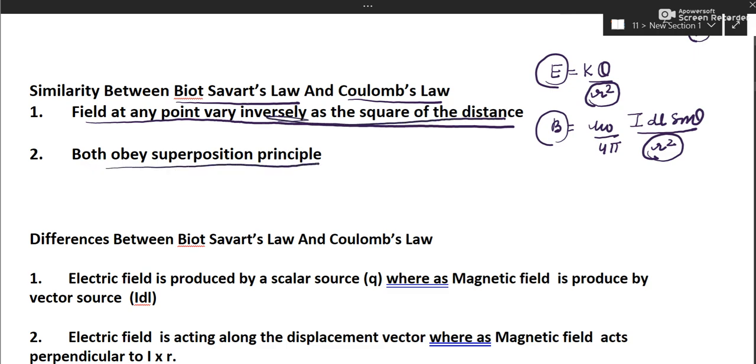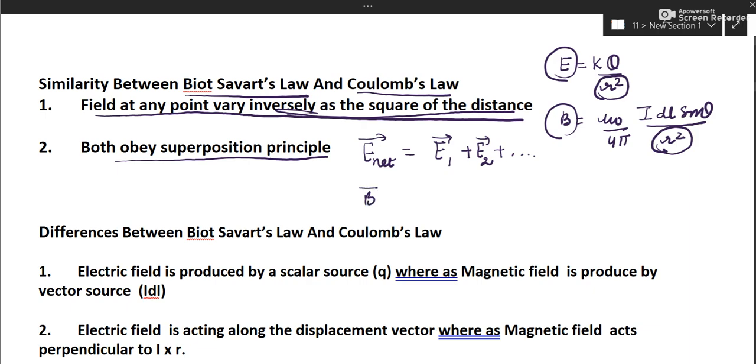Both obey the superposition principle. So yes, the net electrostatic field at a point is the vector sum of individual electric fields exerted by all the charges present in the scenario.